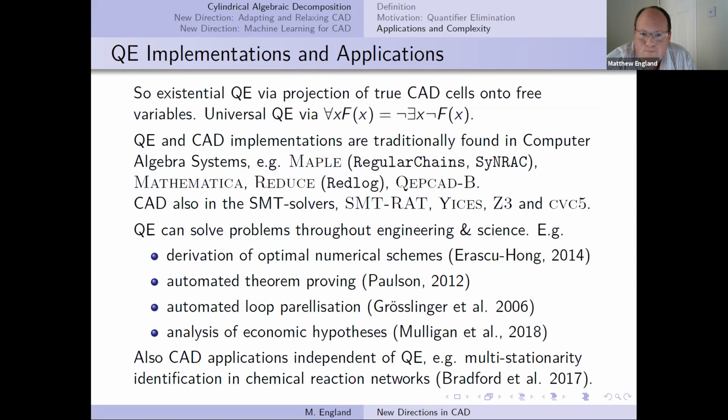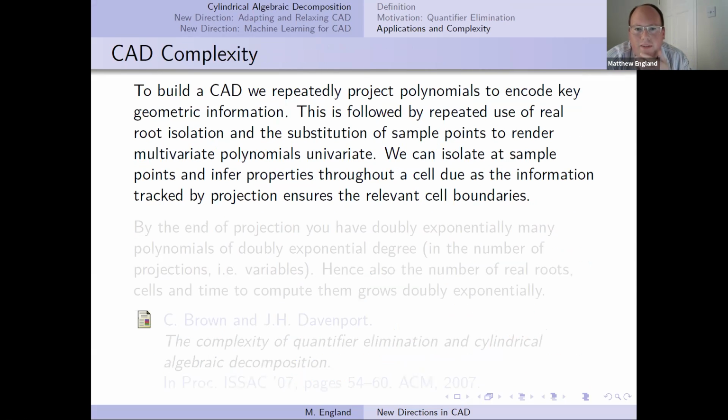Okay, so CAD, yes, it can be used for QE, and it has some applications. I'm not going to go through the details of how it works, but just in a sentence or two, basically we use polynomial projection operations to uncover key geometric information, and then we make use of real root isolation on those polynomials to form the decomposition.